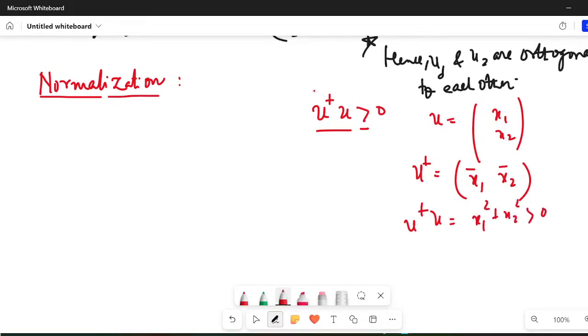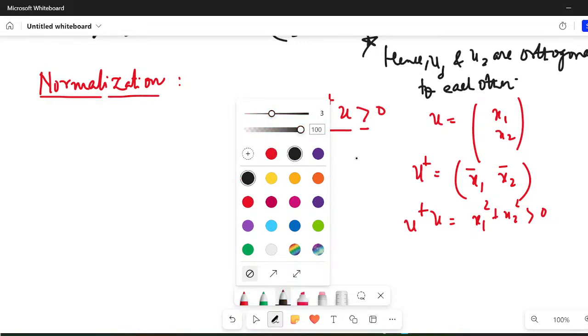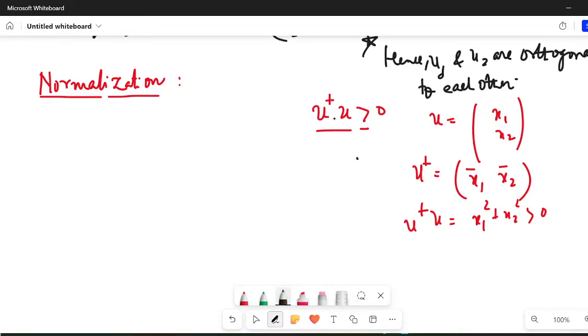So always remember that this is a positive quantity, and specifically we require at times that this be equal to 1. If this is equal to 1, we say that my U, which is a column vector, is normalized.